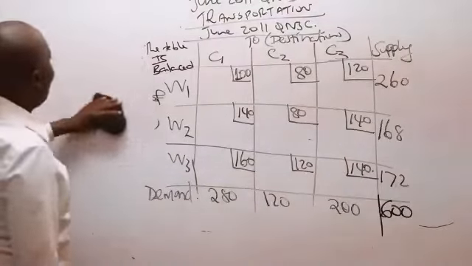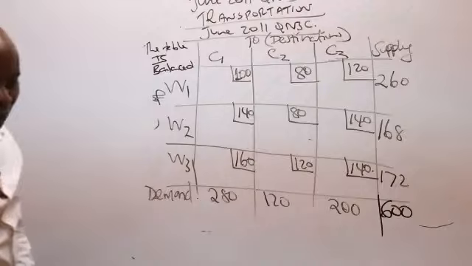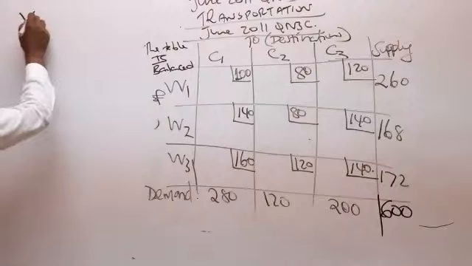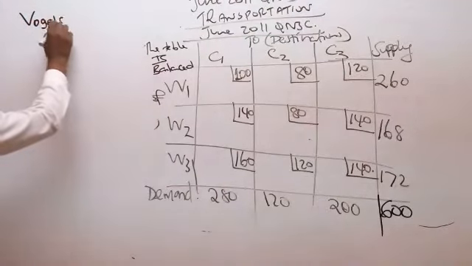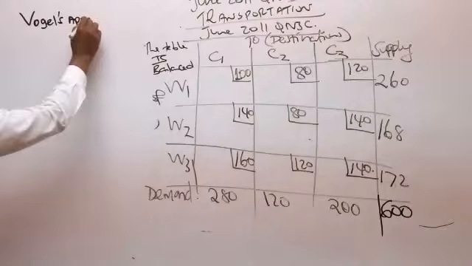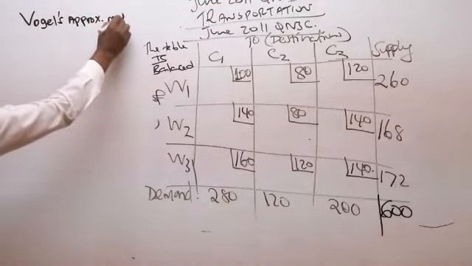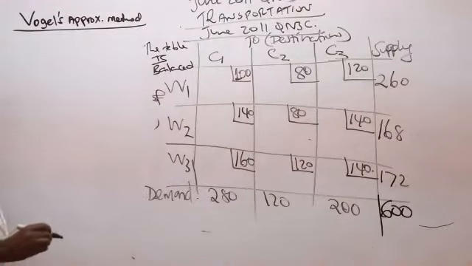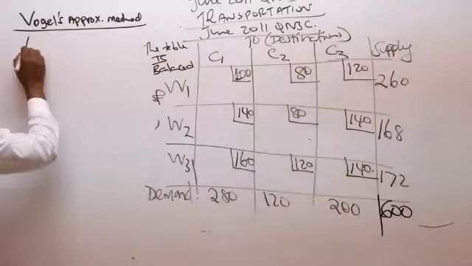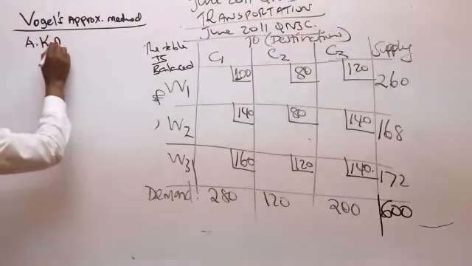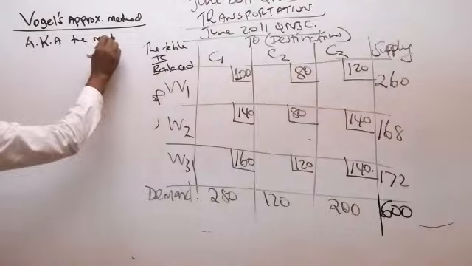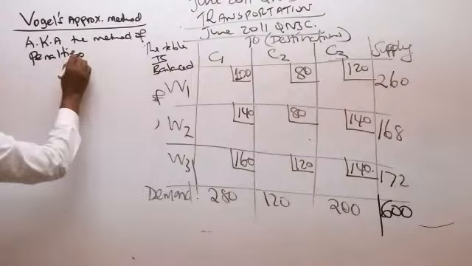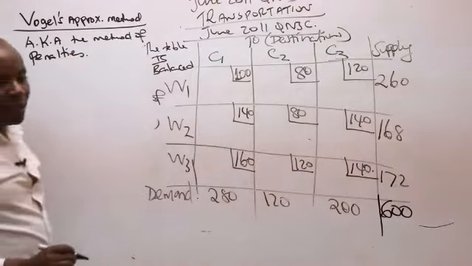Called VAM. VAM for Vogel's approximation method. Ladies and gentlemen, this method is also known as the method of penalties.